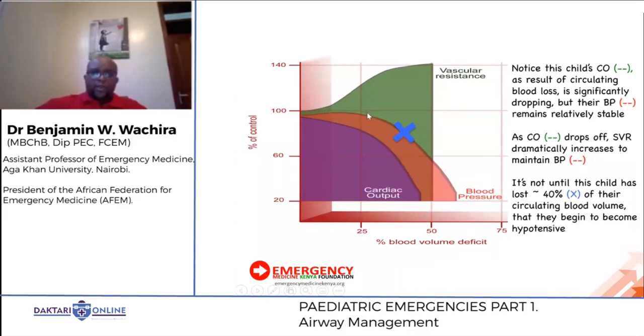What's making it hold appropriately is you're increasing your vascular resistance. So your child is becoming colder, having colder peripheries, getting clammier. But then it gets to a point, as you can see, where you're almost at 40% of cardiac output lost. You've lost quite a significant amount of blood or volume, and it's at this point that your blood pressure starts coming down.